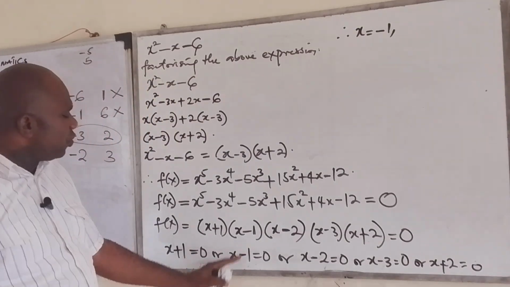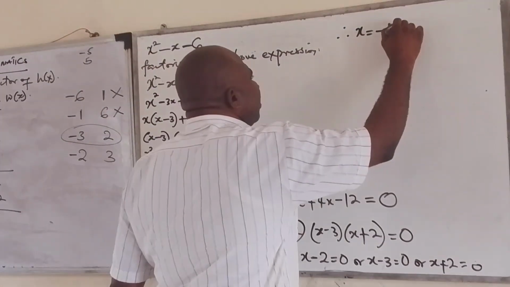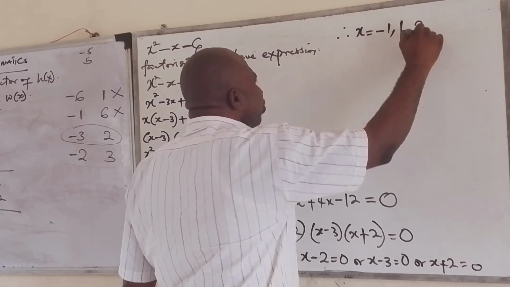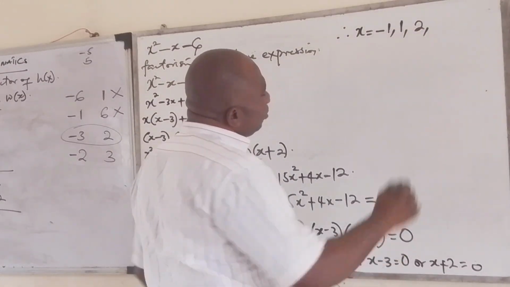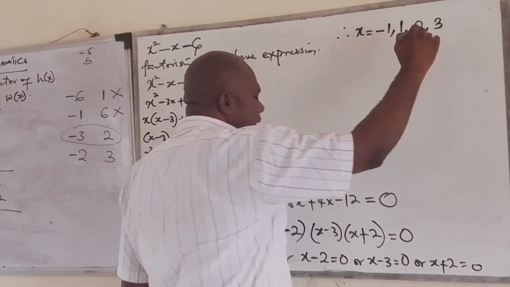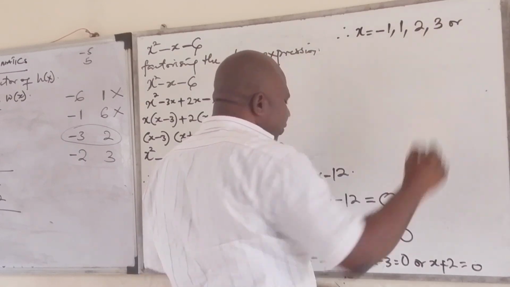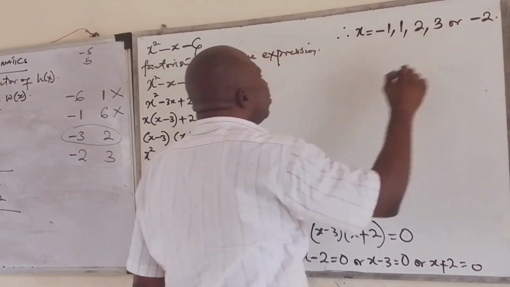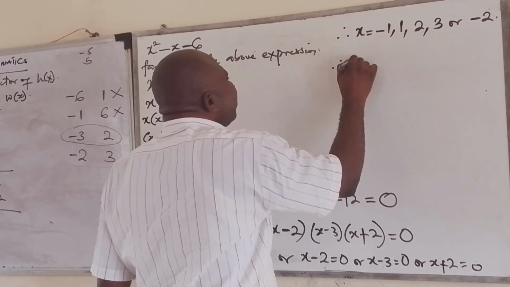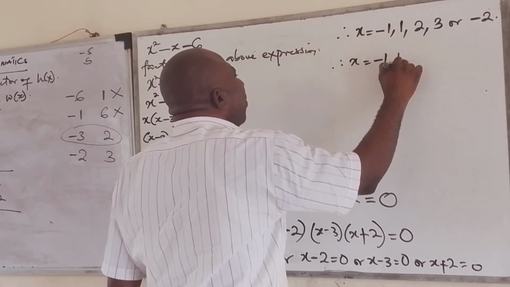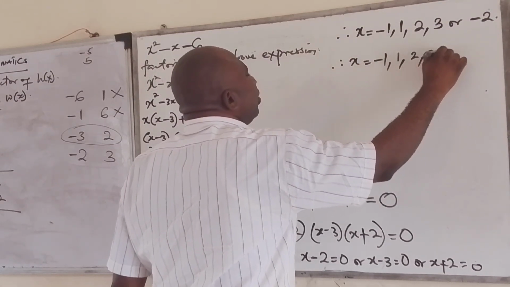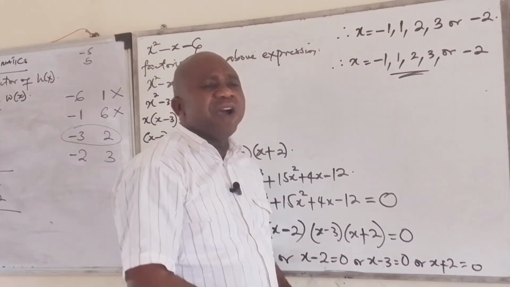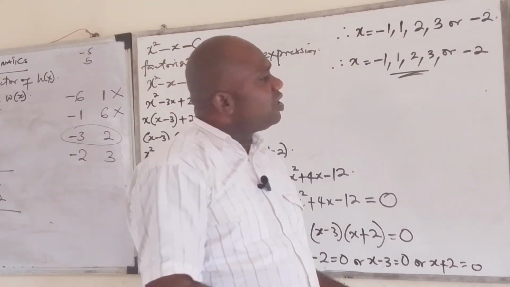If we take this minus 1 to the other side, it becomes 1. If we take this minus 2 to the other side, we have 2. If we take this minus 3 to the other side, we have 3. Or if we take this plus 2 to the other side, we have minus 2. So therefore, x is equal to minus 1, 1, 2, 3, or minus 2. So these are the values of x.